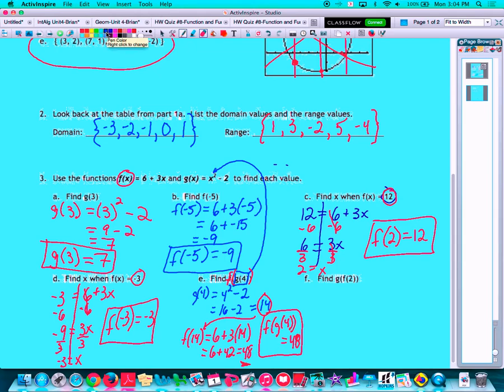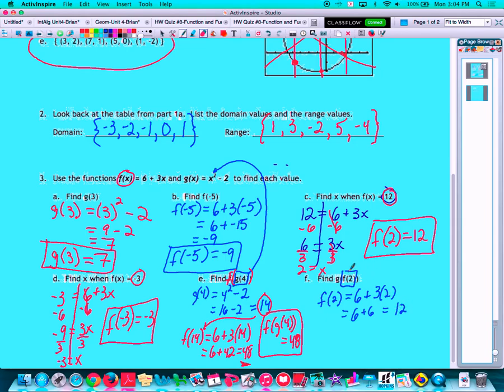All right, last one here, same idea as in part E. It's a composite function. Start off with what's on the inside, f of 2. So that means we're using the f function and putting 2 into the f function. So f of 2 in the f function would be 6 plus 3 times 2, which would be 6 plus 6, which is 12. All right, so the output for f of 2 would be 12.